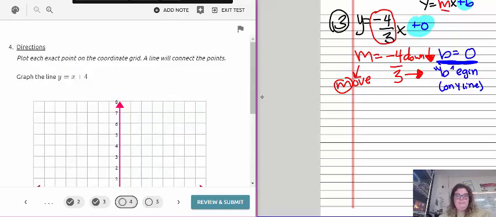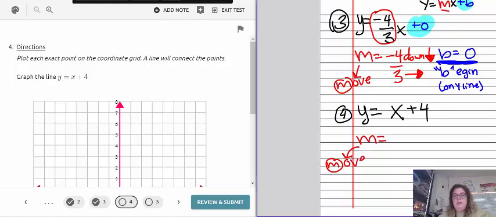Now let's do number 4. Number 4 has the equation y equals x plus 4. So again, we need to identify what m is, because m will tell us how we move. And we need to identify what b is, because b tells us where to begin.